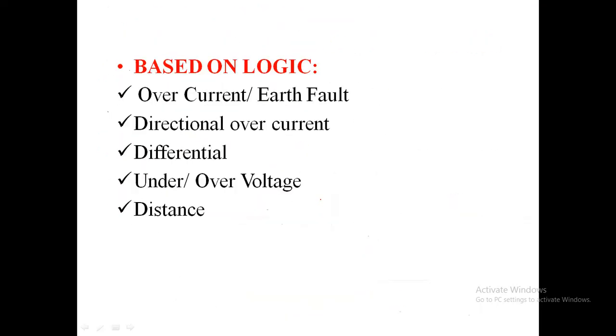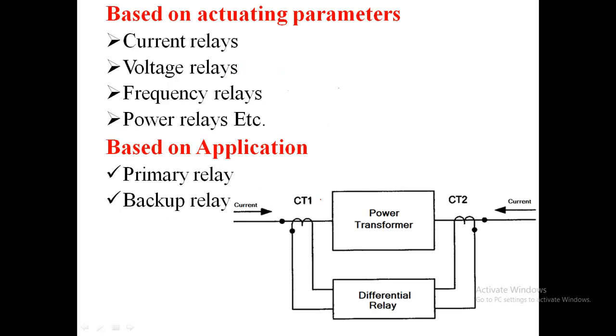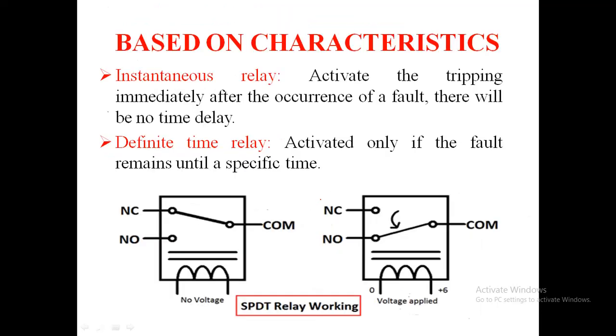Based on the actuating logic, it may be overcurrent or earth fault, directional overcurrent, differential, under or over voltage, and distance relays. Based on the parameters: current, voltage, frequency, power. Based on the application, protection means primary and backup protection, which may be based on the numerical. Based on characteristics: instantaneous relay and definite time relay.